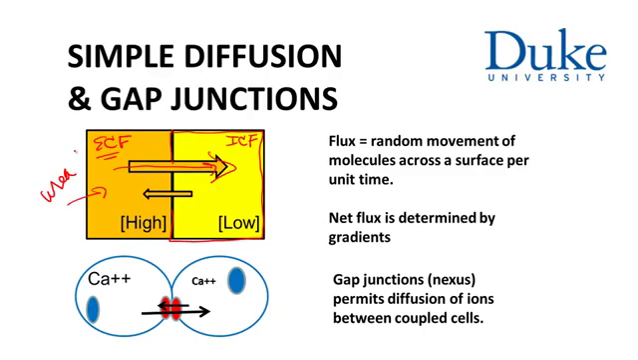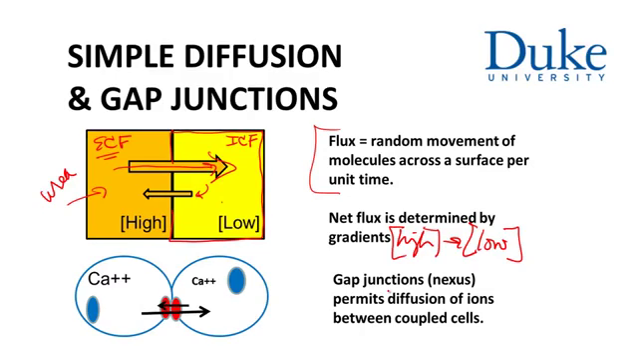As the urea enters into the cell, we also have a very small flow of the urea back towards the ECF. But this is a very small flow because we have a very high concentration of the urea in the ECF and a very low concentration in the ICF. The flux, which is the random movement of this material across the surface per unit time, is going to be determined by the gradient. So the net flux is determined by the gradient, and we go from a high concentration to a low concentration. This is called simple diffusion.